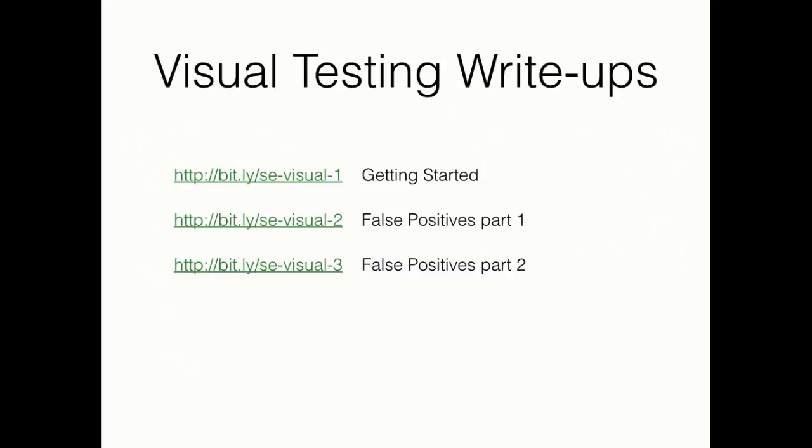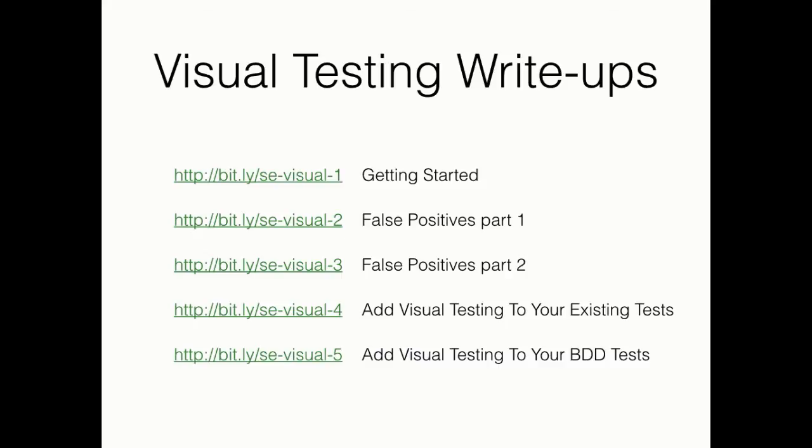And then I have two different write-ups about different false positives that you'll run into, and some potential workarounds, and then where mitigation strategies just don't really work that well. And then how to add visual testing to your existing Selenium tests. And then, of course, if you're dealing with behavior-driven development, I have an example using Cucumber and incorporating visual testing.